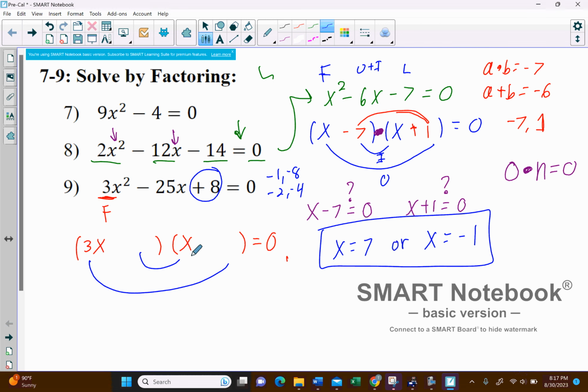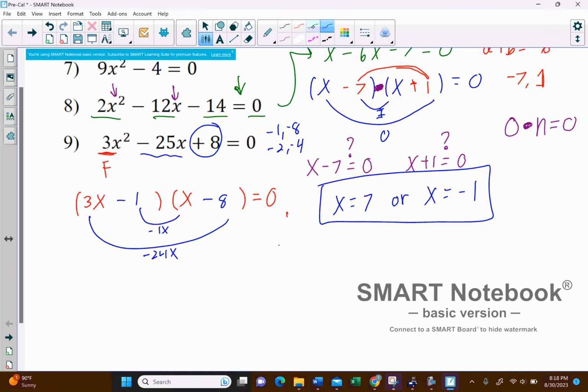So I'm a little bit more experienced with this, so I can see that the -8 is probably going to go here, and I'm going to have a -1 here. That's because this would give me -1x, and then the outer would give me -24x, which adds up to that -25x in the middle. So what we've done is manipulate this by factoring. We factored this so that now I can do the same thing I did on the previous problem. These two things are getting multiplied together, so I'm going to take each one of these factors and set them equal to 0 and solve.